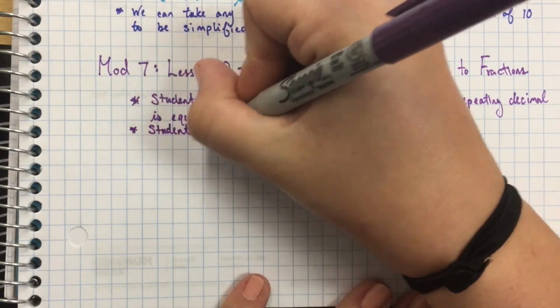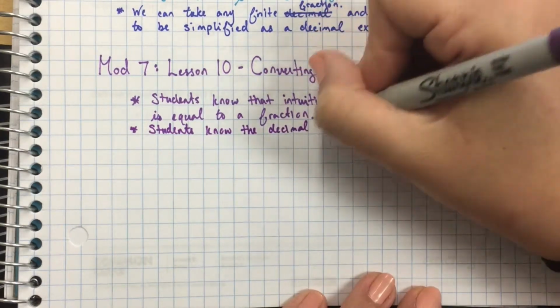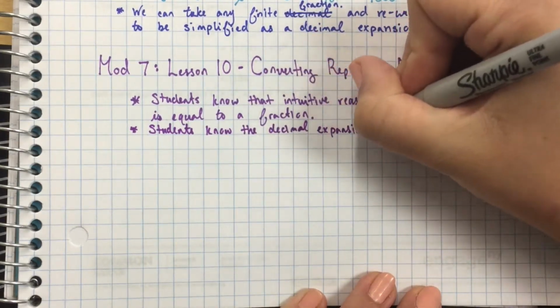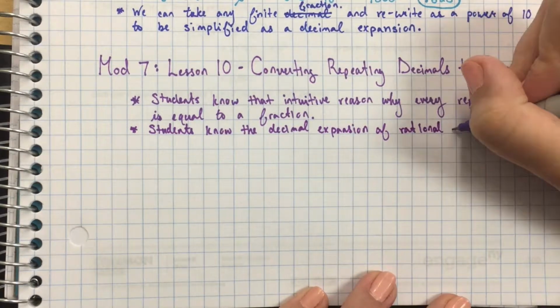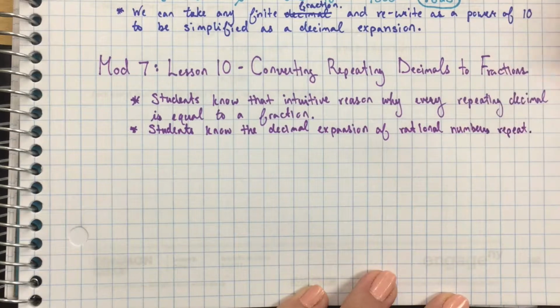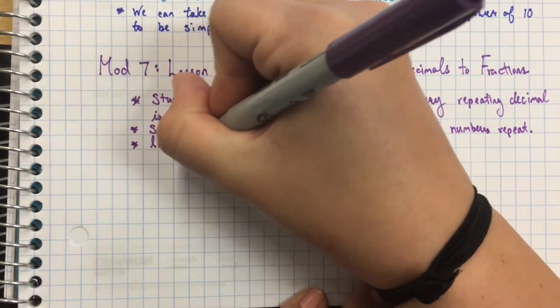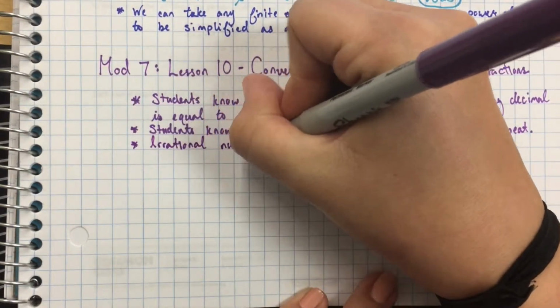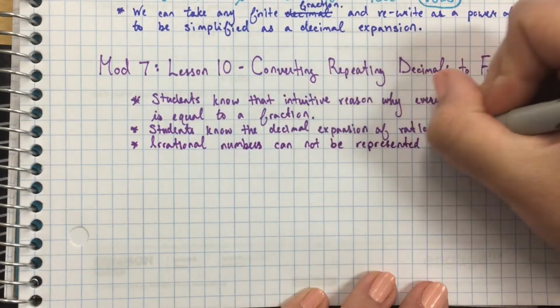Our second learning target says students know the decimal expansion of rational numbers will repeat and also that irrational numbers cannot be represented as a fraction.